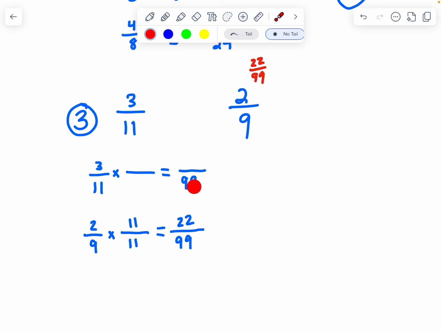Now when we come up here, what times 11 equals 99? Well, 11 times 9. So this must be 9/9. 3 times 9 is 27. So we've just proven that 3/11 is the same thing as 27/99, because we times it by a whole, and anything times 1 is itself. So which of these is bigger? Well, 2/9 is 22/99. 3/11 is 27/99. 27 of these pieces is more than 22 of these pieces. So my theory was correct. 3/11 is the bigger amount.